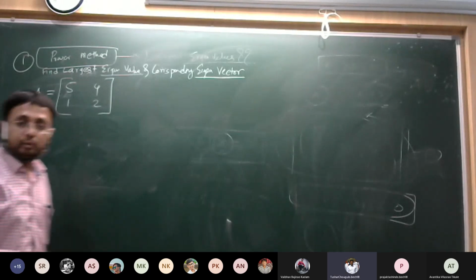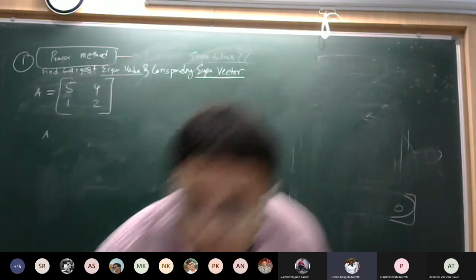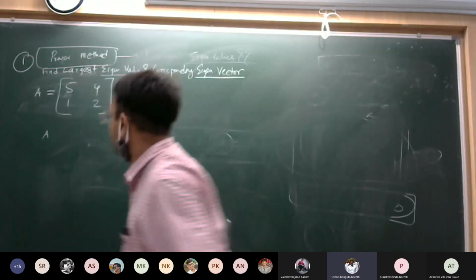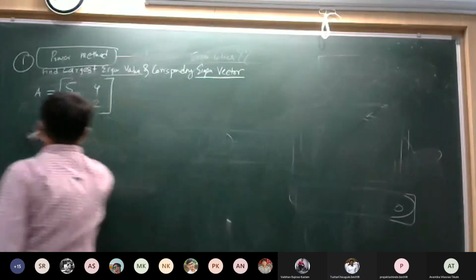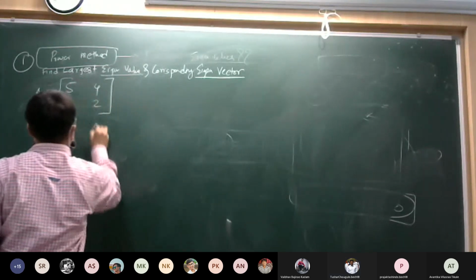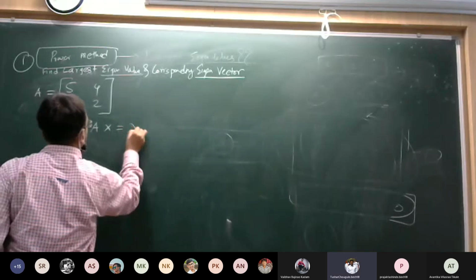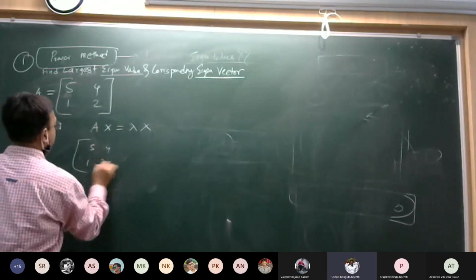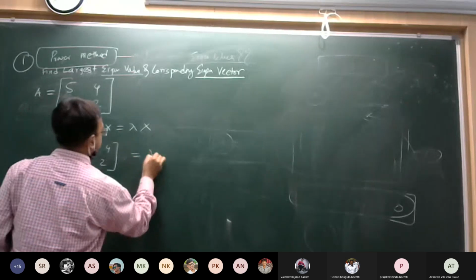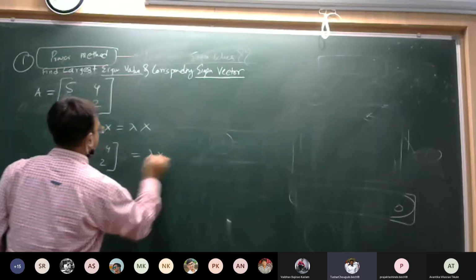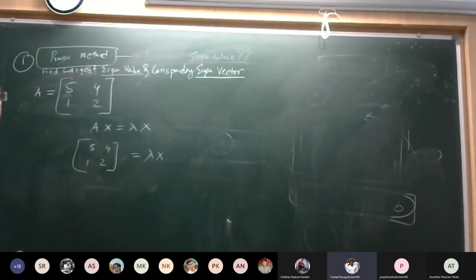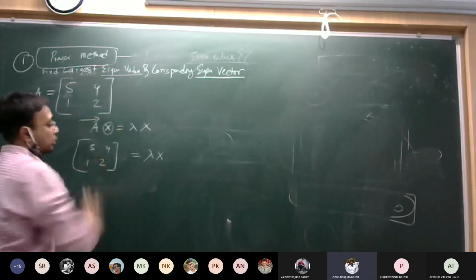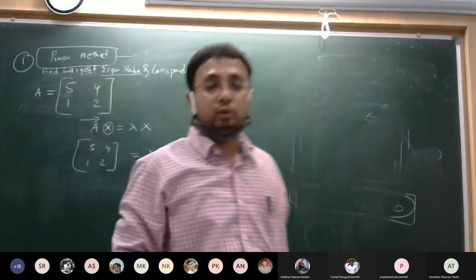Is that visible to you? Ax is equal to lambda x. So the A matrix is 5, 4, 1, 2, and lambda x. What we have to consider initially is the eigenvector. So we have to assume. In most numerical methods we assume certain values.